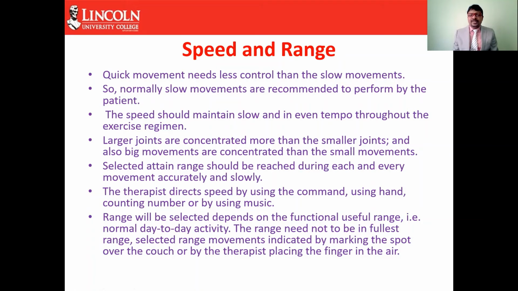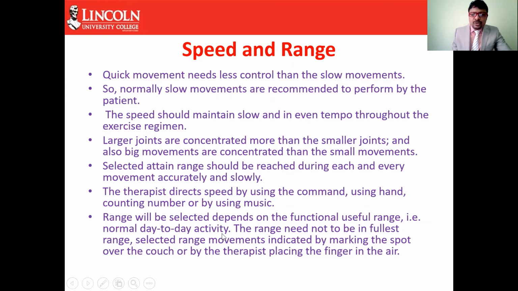The speed should be maintained slow and in even tempo throughout the exercise regimes. If they follow rhythmic and slow maintained movements, it is also going to be maintained throughout the range of movement. The larger joints are concentrated on more than the smaller joints, and big movements are concentrated on in the small movements. What are the large movements? We have to ask them to do slow movements. This is going to increase the visual pathways and be recorded, and it is also going to increase the coordination.